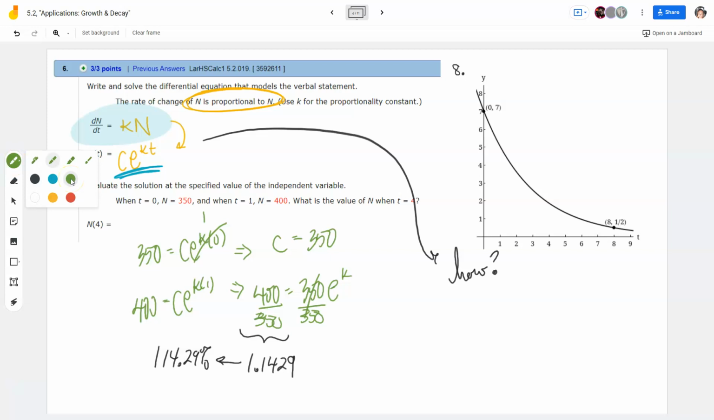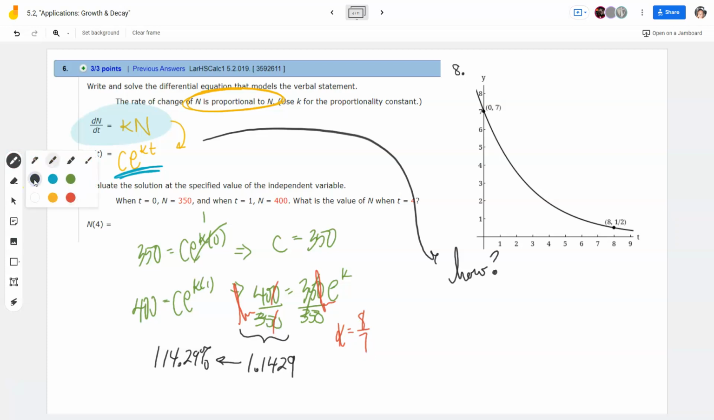But the long story short of it is, can you find k? And the answer is yes, I can find k. I can take ln. Once that's gone, I can take ln of e. I know k is equal to 40 over 35 because the 0 is reduced. That'd be 8/7, right? So how do I find n of 4?